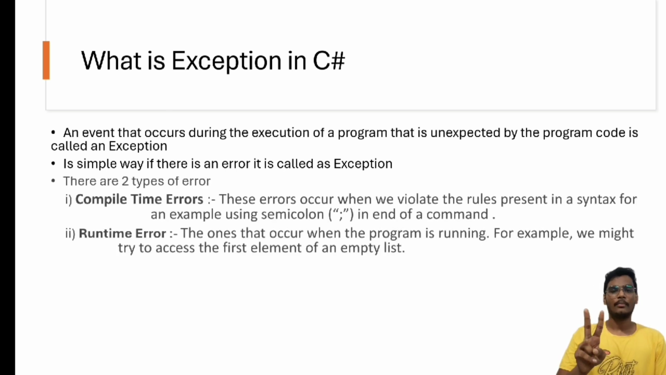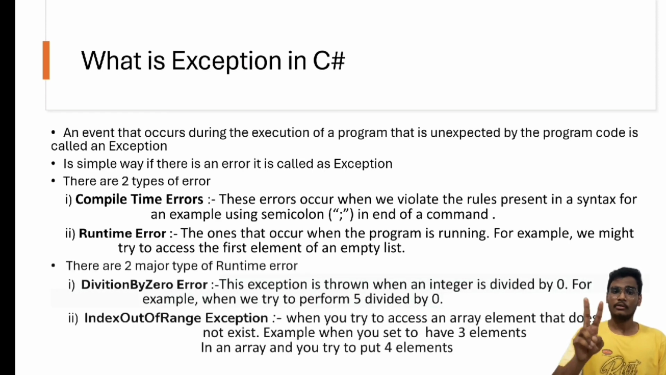Mainly, there are two types of errors. First, compile time error. Second, runtime error. A compile time error happens when you write the code incorrectly. For example, if you miss a semicolon at the end of a line, it will give you an error. Second, runtime error. This error happens when your program runs but doesn't give you an accurate output. For example, trying to access the first element of an empty list will give you an error.